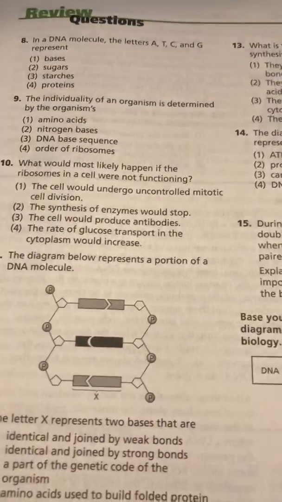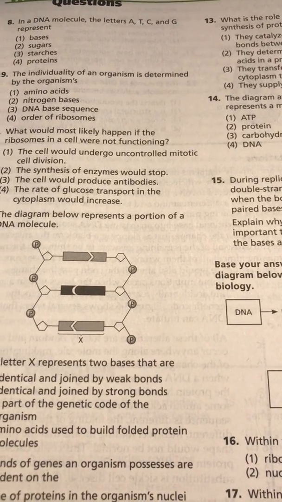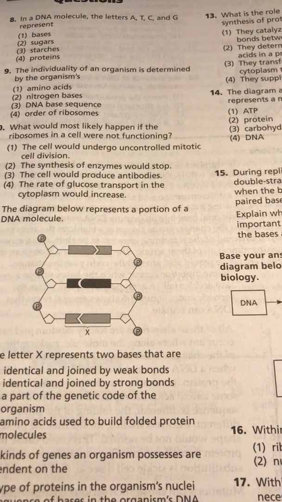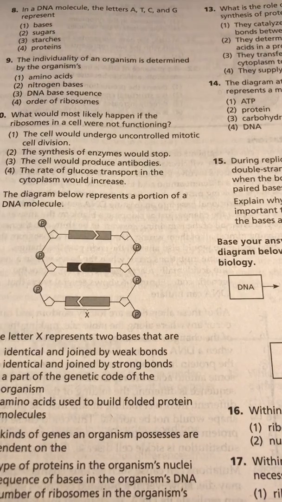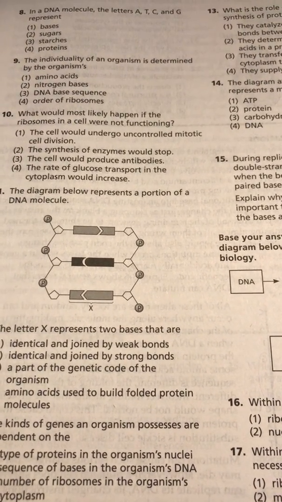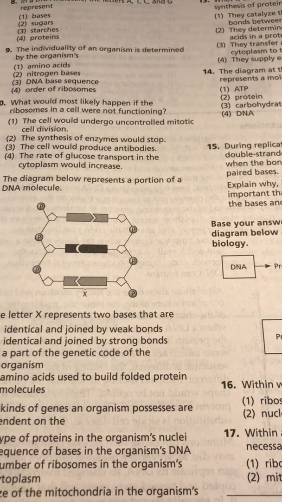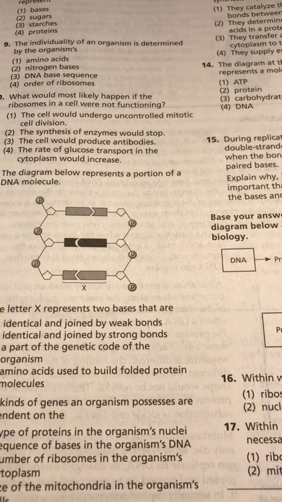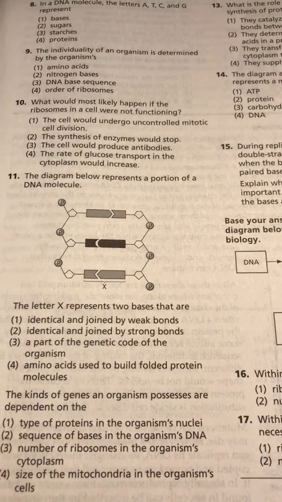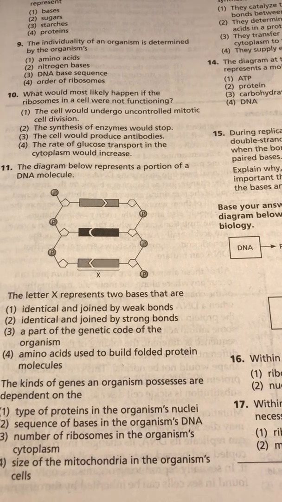Review questions. Number 8. In a DNA molecule, the letters A, T, C, and G represent bases, sugars, starches, or proteins. 9. The individuality of an organism is determined by the organism's amino acids, nitrogen bases, DNA base sequence, or order of ribosomes. 10. What would most likely happen if the ribosomes in a cell were not functioning?